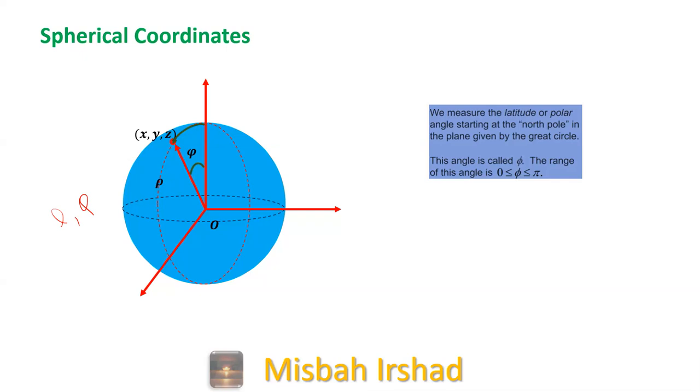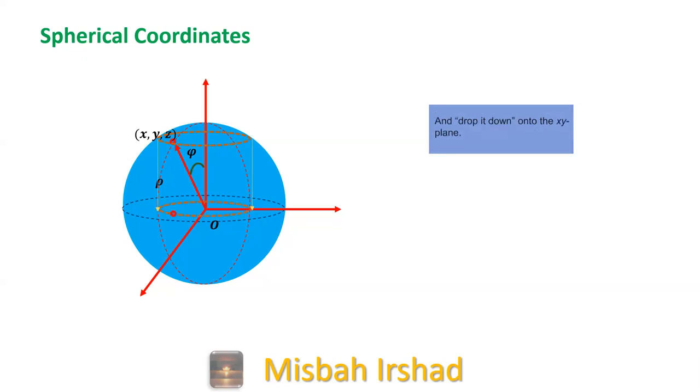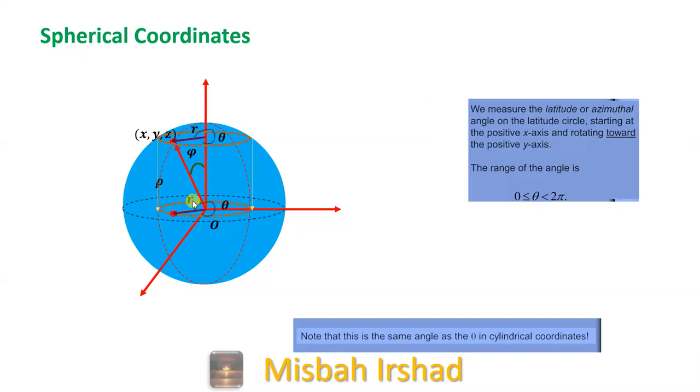For this, in order to find theta, let's draw a horizontal circle which passes through the point and bring this circle to the xy plane. Now we have this point, the projection of this point onto the xy plane is this. Now join this with the origin. Then this is the angle theta, which this r makes with the x-axis, and theta here lies between 0 to 2 pi. So we have rho, we have phi, which lies between 0 and pi, and we have theta, which lies between 0 and 2 pi.